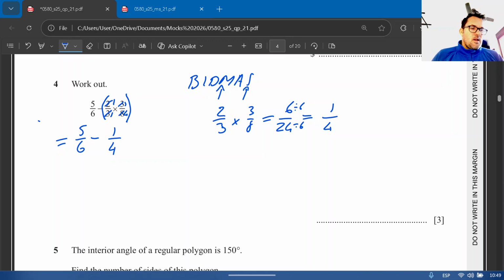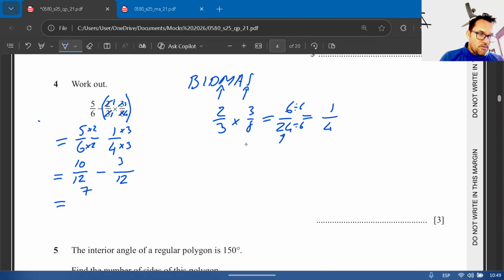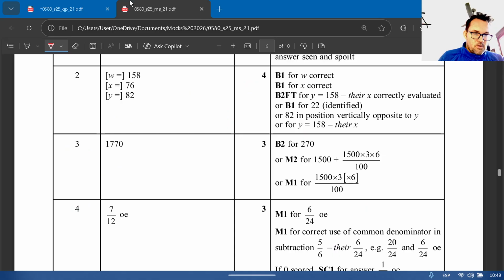Now subtraction, a little bit harder. We need to have the denominators the same. So we need a common multiple of 6 and 4. The lowest one is 12. Or we could have used 24 there. We could have left it unsimplified. Which means we're multiplying this fraction by 2. That gives us 10 over 12. And we're multiplying this fraction by 3. That gives us 3 over 12. Equivalent fractions. Now we can do 10 minus 3 is 7 over 12. Final answer. Let's have a look.